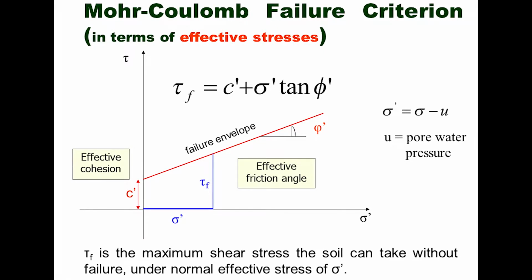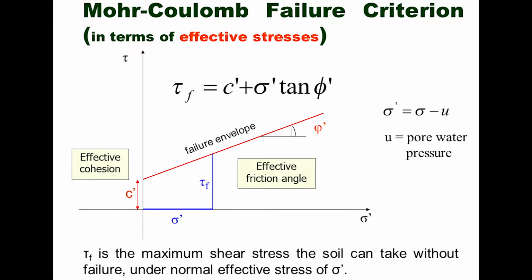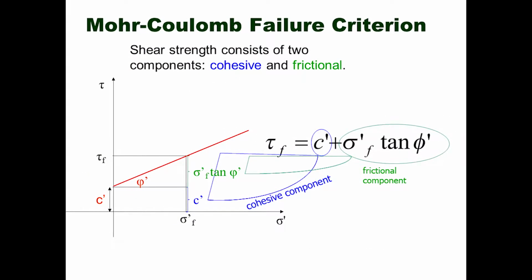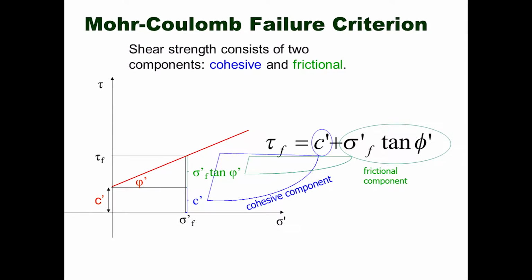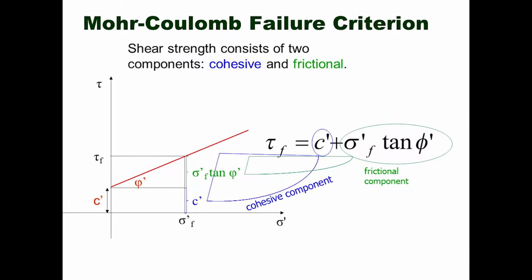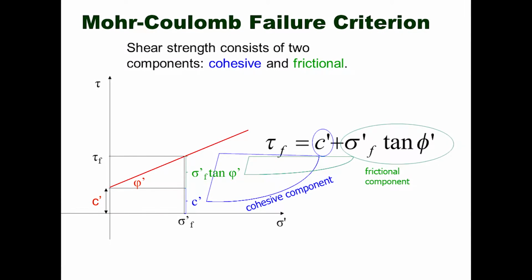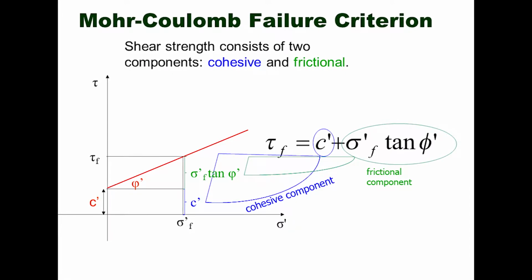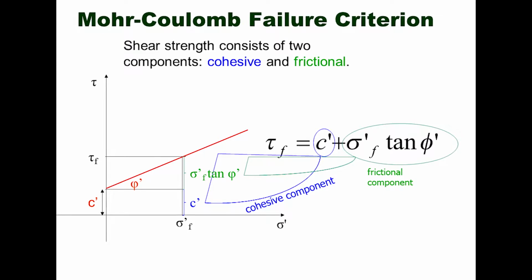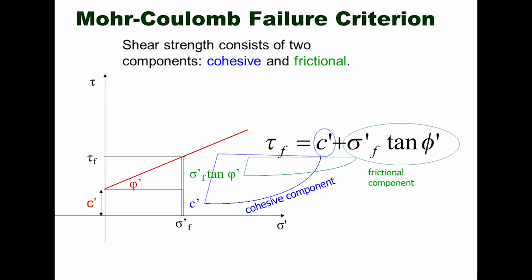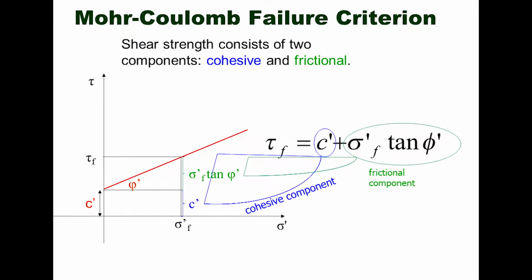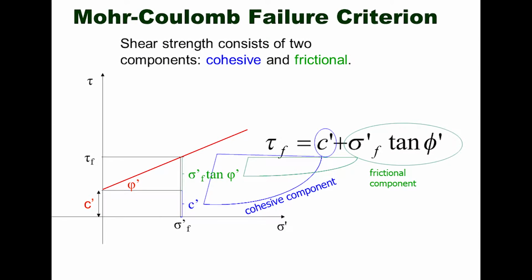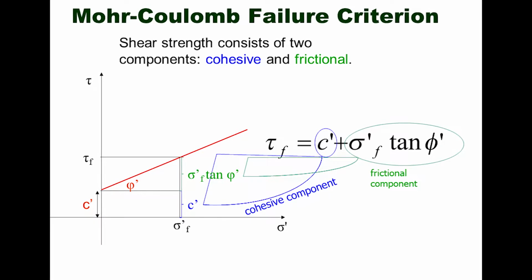Tau F is the maximum shear stress the soil can take without failure at a normal effective stress of sigma dash. In the Mohr-Coulomb failure criterion, shear strength consists of two components, cohesive and frictional, whether in effective or total stress. The frictional component is equal to sigma dash at failure times tan phi dash, and C dash is the cohesive component, which is the intercept on the shear strength axis.